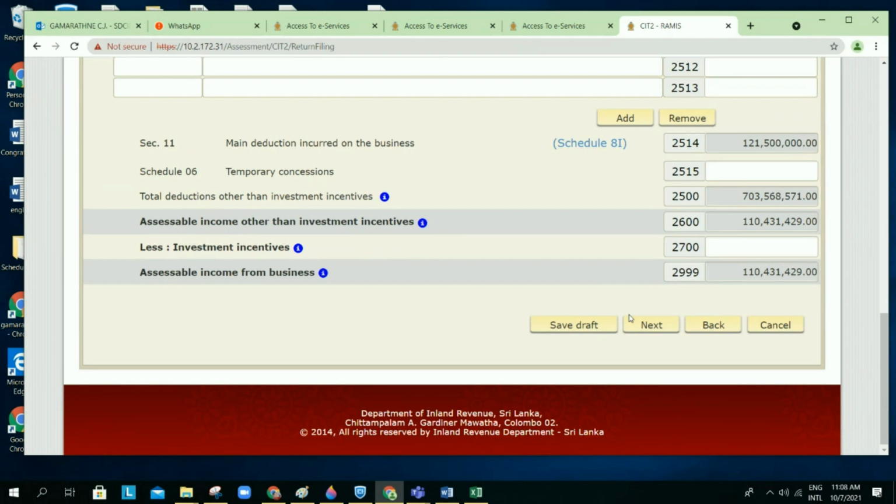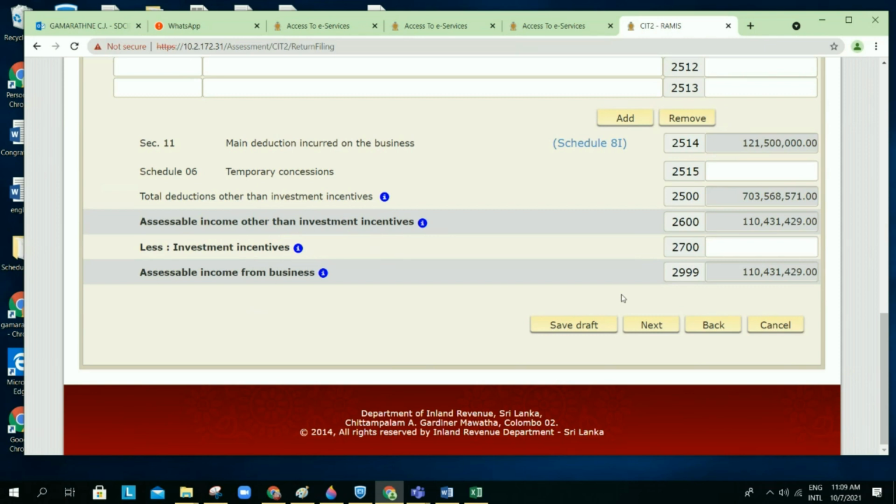And actually investment incentive is related to newly started business, right? If a certain condition is satisfied, then you can claim the investment incentive. If there's an investment incentive, you have to enter it to the 2700 cash, then you can arrive at the final value, right? After adding this investment incentive, ultimately you would derive the losses.